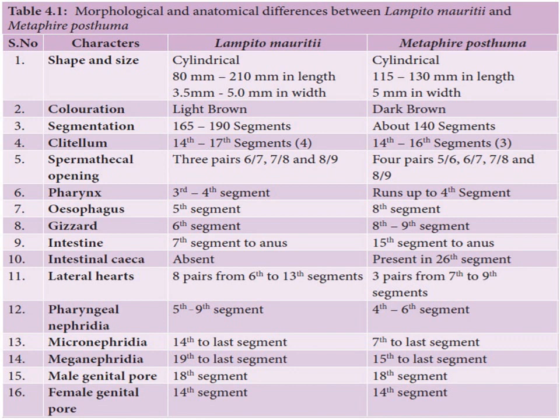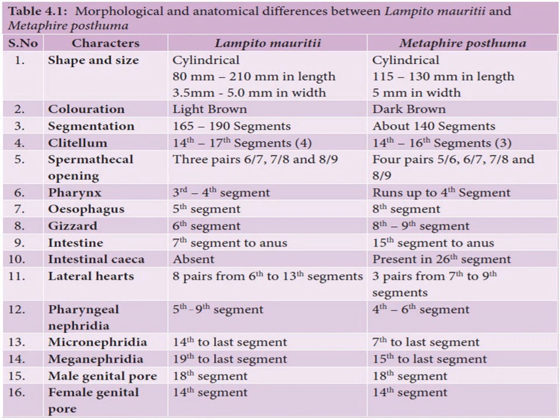Then spermathecal openings are present in three pairs. They are present between 6 and 7, 7 and 8, and 8 and 9. But in Metaphire posthuma, there are four pairs. They are present between 5 and 6, 6 and 7, 7 and 8, and 8 and 9.